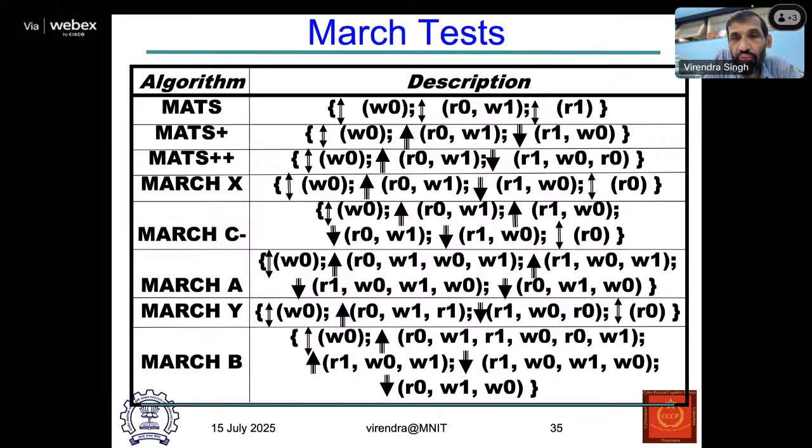And in March M2, in the reverse order of March M1, we proceed, and then read the value of that particular cell and check whether that value is 1 or not. And in this one we can uncover all the stuck-at faults, or some of the transition delay faults. So I stopped here today.